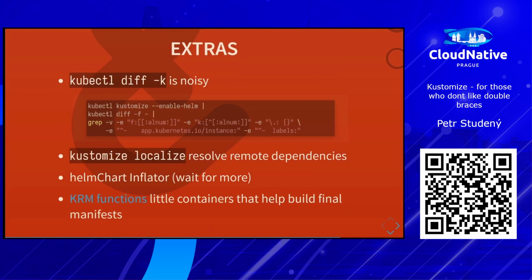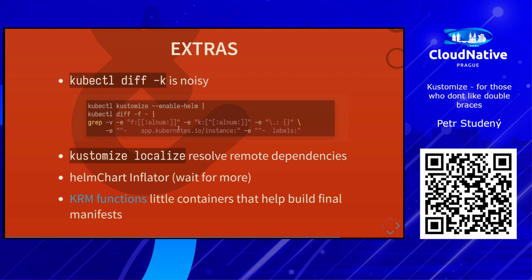Okay, let's speak about extras. There is kubectl diff, which you can use with the manifest itself, with -f, but it's also possible to use it with -k, where you provide the directory with the kustomization file. But when you create your resource in Kubernetes, it adds some additional fields in the resource, so it can be noisy. So I created this alias, which creates a diff that is more readable.